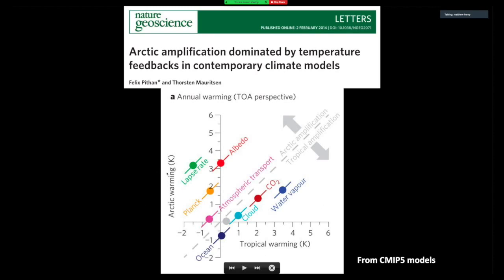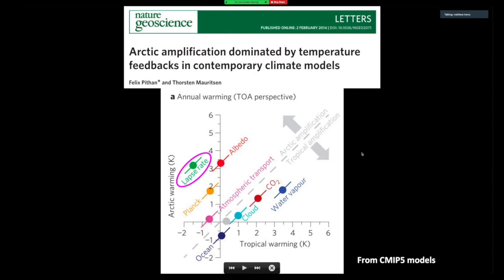And the way to read this graph is to look at how each contributor contributes to tropical warming in the x-axis and Arctic warming in the y-axis. So for example, surface albedo doesn't contribute to any tropical warming, so it's on the zero axis here, but it does contribute to Arctic warming. And so then you can just look at each point's distance from the 1-to-1 line, and that tells you how much each of these things contributes to Arctic amplification.